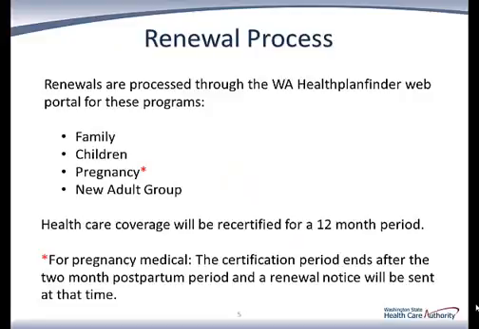Renewals will be processed through the Washington Health Plan Finder web portal for these programs: family, children, pregnancy, and the new adult group. These 4 medical groups will have a 12-month certification period. Please note, for pregnancy medical, the certification period ends after the 2-month postpartum period, and a renewal notice will be sent at that time.